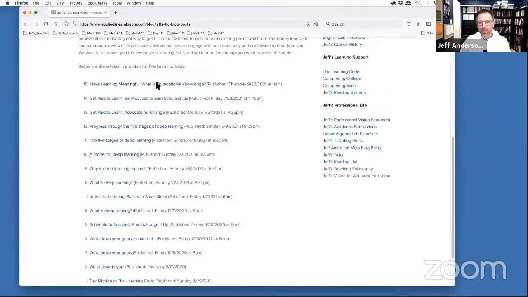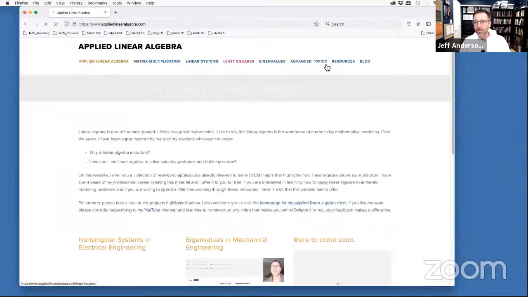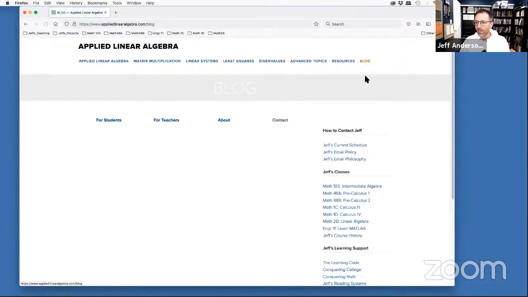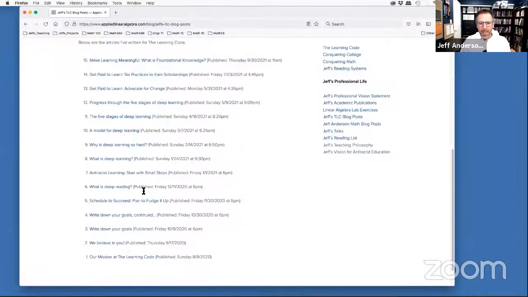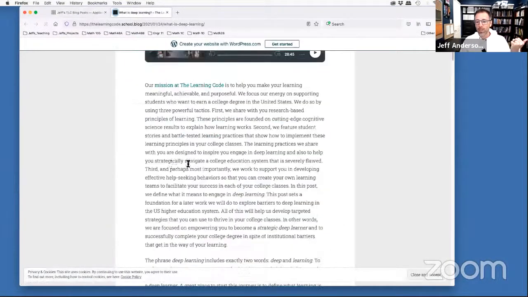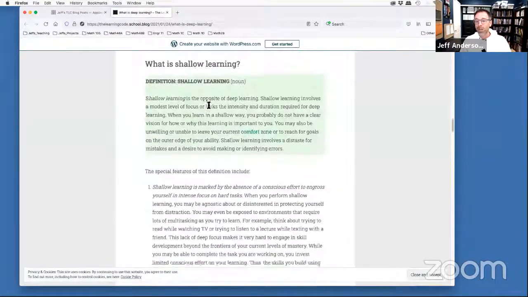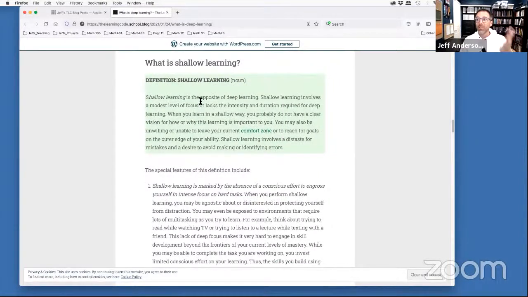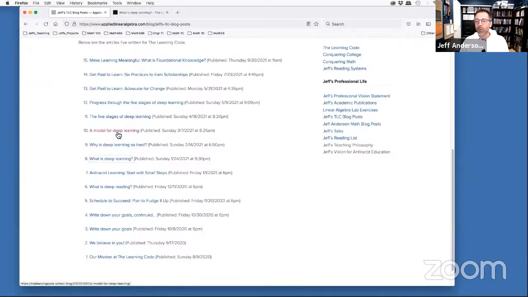Remember that we started with, let me go to my website. So if you type in appliedlinearalgebra.com, it's a website that I've been building for about 8 years. If you go over to blog, scroll down to Jeff's TLC blog post, that's the learning code. These are my blog posts that I've been writing. If you go down to what is deep learning, we've already talked about those in two separate videos. We have a definition of learning, and then we have a definition of deep learning. And we also talked about a definition of shallow learning. If you haven't watched those videos or read that blog post, I would encourage it, because in this video, what we're going to do is talk about a model for deep learning.